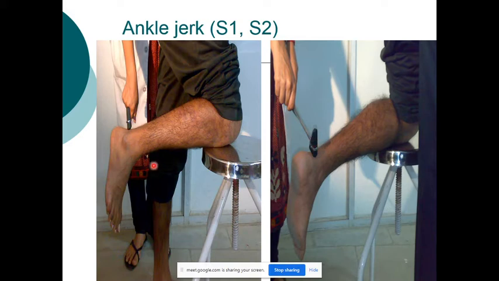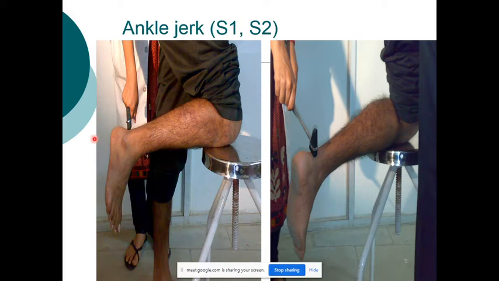Is there anything wrong in this image? What is missing? Shall we throw? We didn't support her. Here supporting is not needed, but what is missing is the doctor has not dorsiflexed. With one hand, she was supposed to dorsiflex the feet. That she has not done. That's the one mistake here.